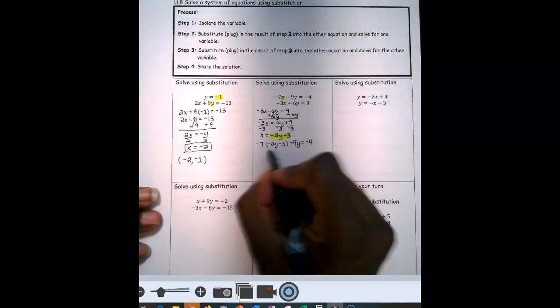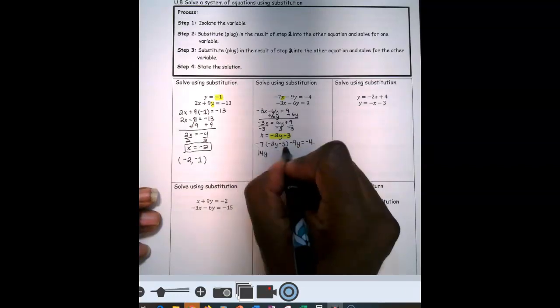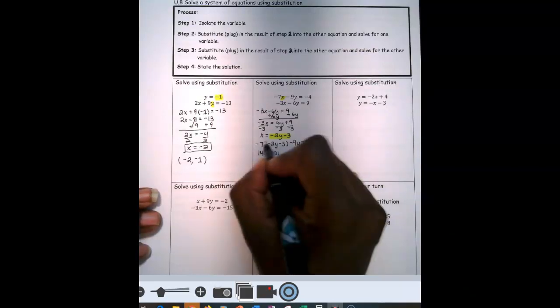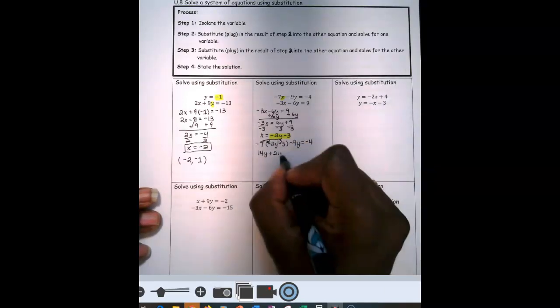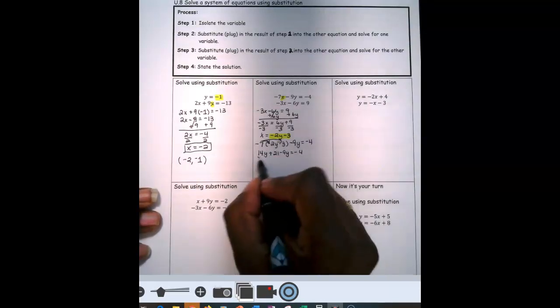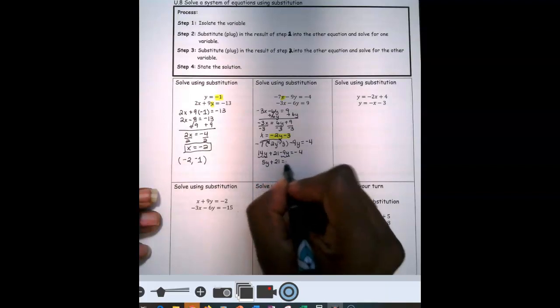So I've got negative 7 multiplied by negative 2y, that's 14y. Negative 7 multiplied by negative 3 is positive 21. So basically, I just used the distributive property. Minus 9y is equal to negative 4. Now I'm going to combine like terms right here. So 14y minus 9y is 5y plus 21 equals negative 4.